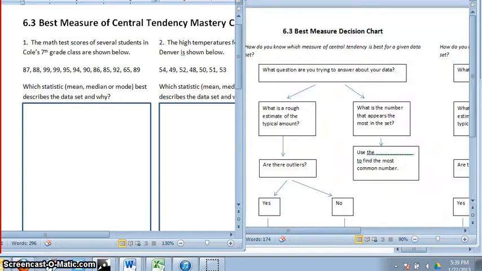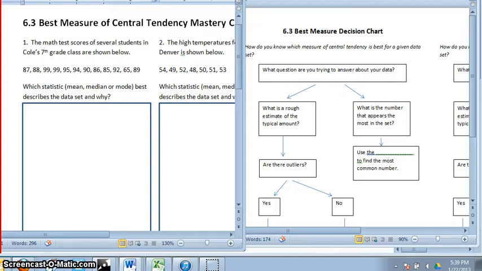6.3, best measure of central tendency mastery check. Number 1 says, the math scores of several students in Cole's 7th grade class are shown below. Which statistic, mean, median, or mode, best describes the data set and why?